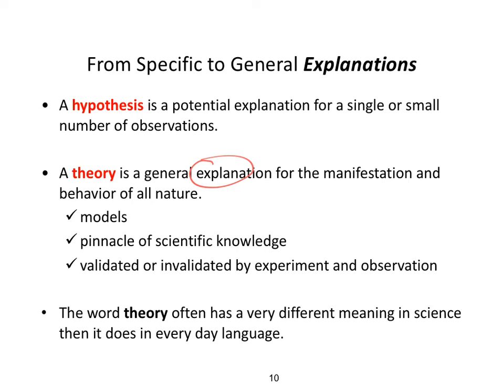But then along comes Einstein in the early 1900s and his theory of relativity, right? And E is equal to mc squared, right? And he's telling us that matter and energy are basically the same thing.